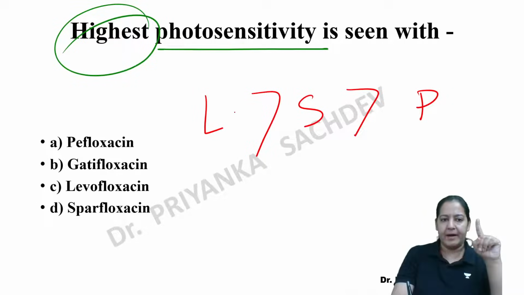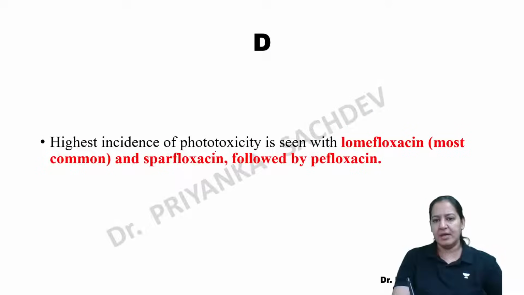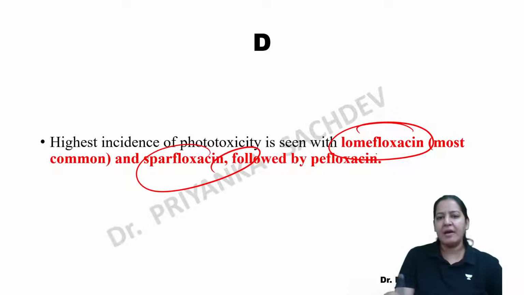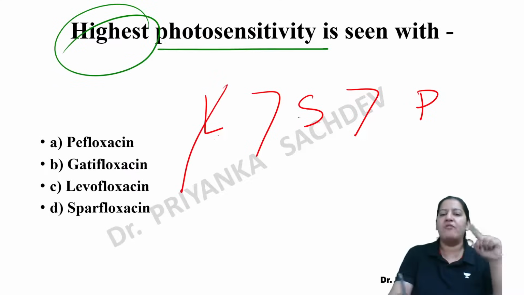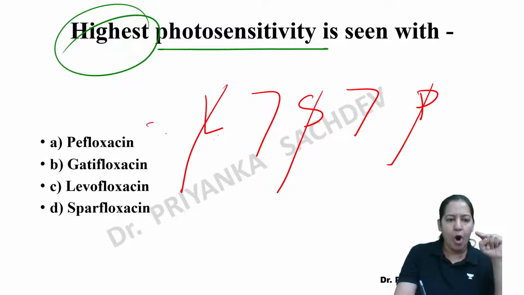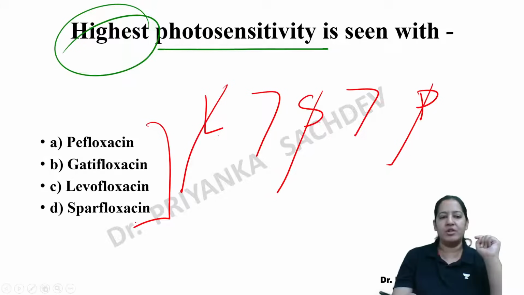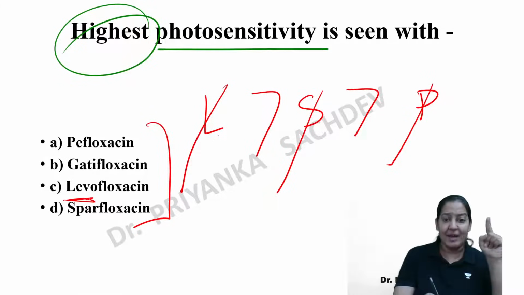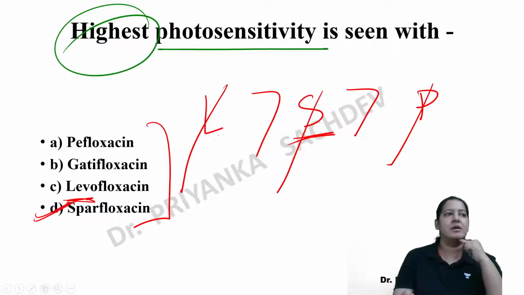So L is, what was the full form of L? Is it Lome or Levo? So what is the answer here? Let me see. The answer here, Lome. L is Lome, not Levo. Lome, Spar and P. So L is Lome followed by Spar followed by P. Now in the option Lome is not there, right? L is not Levo, it is Lome. So S is Spar. So I will go with D. The second best is the D.